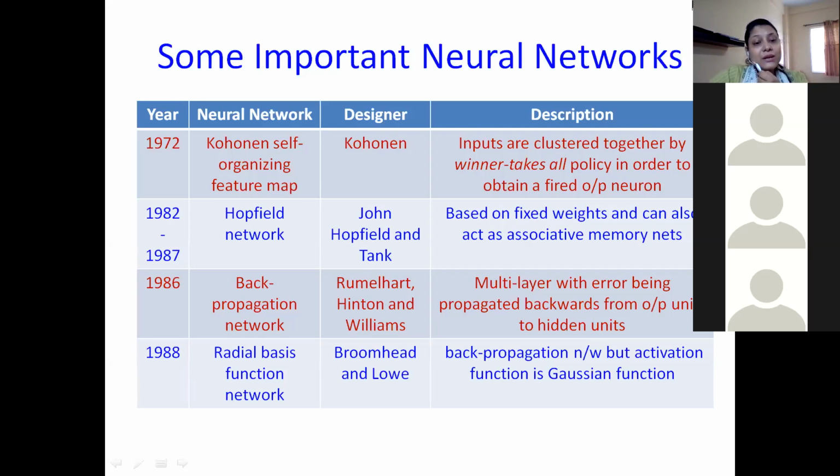Last is the radial basis function network. This is something like a backpropagation network, but here the activation function is very much defined, that is the Gaussian function. All these neural networks are going to be covered in the further classes. Starting with the first one, the McCulloch-Pitts neuron, I'm going to start with the first neuron on the next slide.